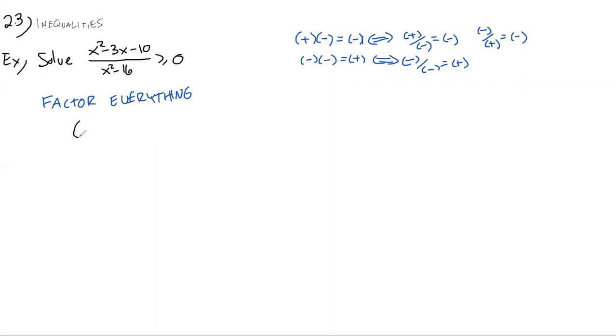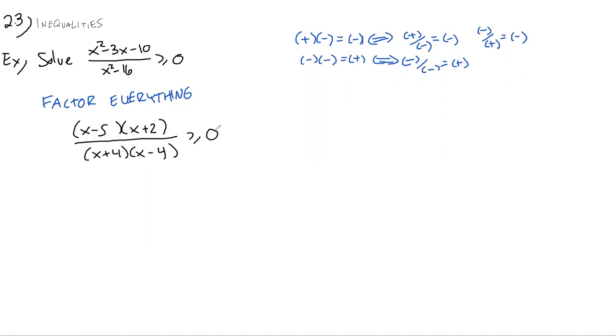So the top, I want two numbers that multiply to -10 and add to -3. So it should be x minus 5 and x plus 2. And the bottom is a difference of squares, and so the roots are -4 and 4. And so yeah, we should get something like this.